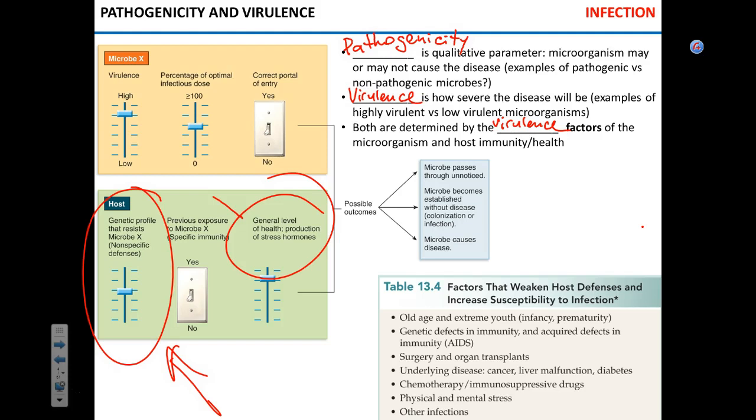Okay? So genetic profile. And of course, previous exposure to microbes plays a role. I mean, if you had, I don't know, West Nile before, you're not going to get the infection again. Okay? It's not true for all of them, but for most of them.